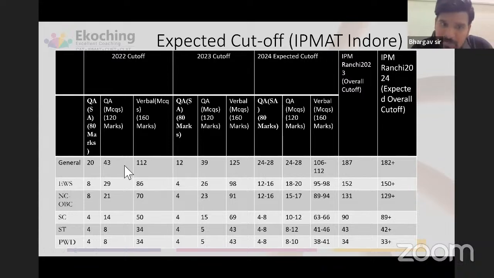So we are expecting for the general candidates, the short answer section cutoff should go around 24 to 28. Right, 6 to 7 questions. If you have confidently attempted, then you should be rocking with respect to first section. And fortunately, we are expecting even MCQs also to go in the same way.